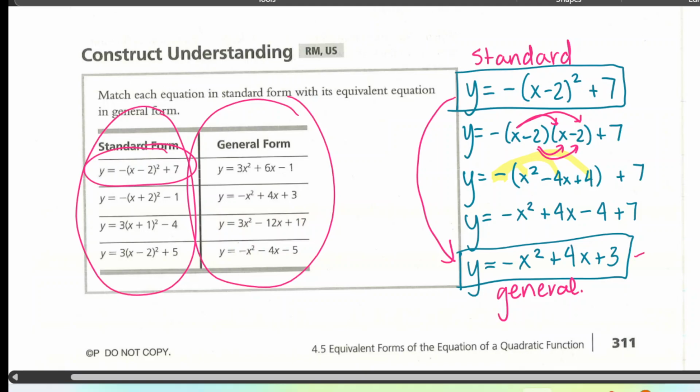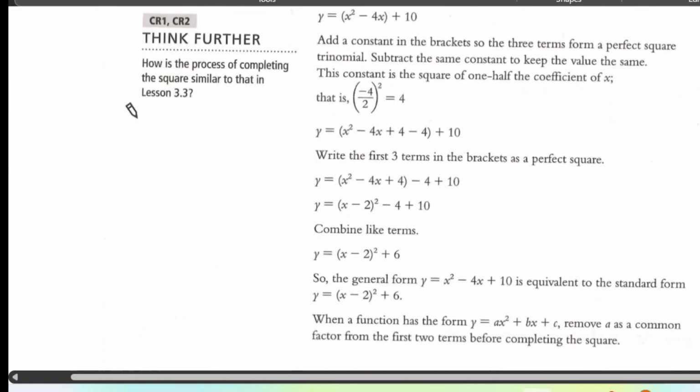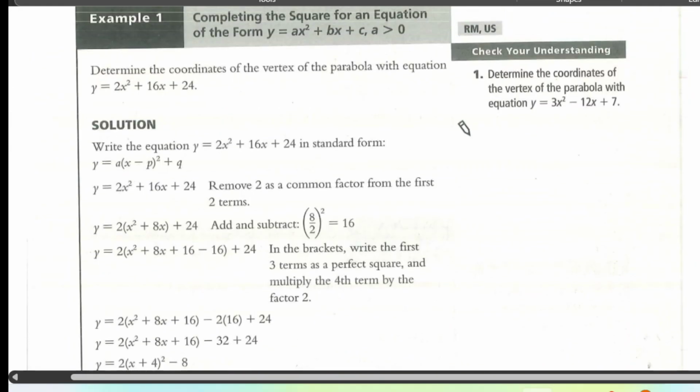We are going to now go in this direction. Okay. We're going to skip ahead here to example 1.